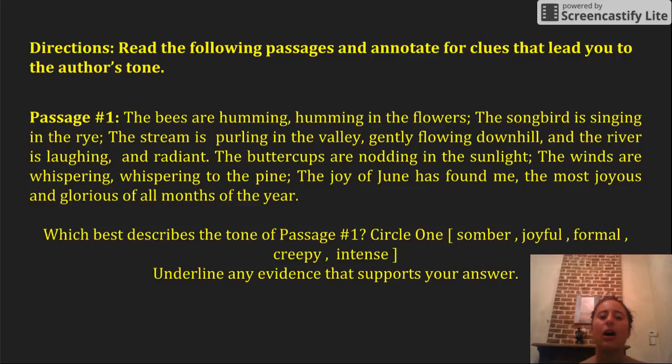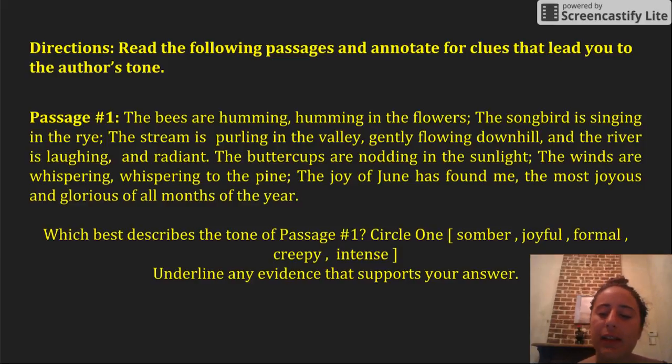So here our author is describing what June is like, what it's like outside. So which best describes the tone of passage 1? Circle one of these. Is it somber? Somber means kind of like sad and mopey. Is it joyful, very formal, creepy, or intense? Circle one, underline any evidence that supports your answer.